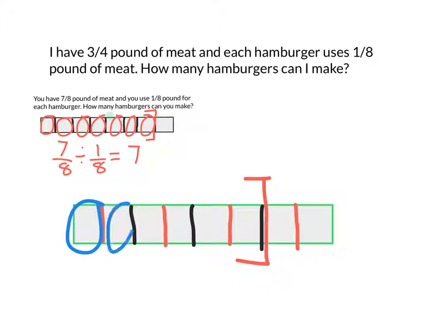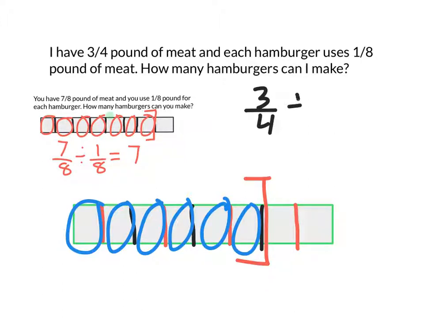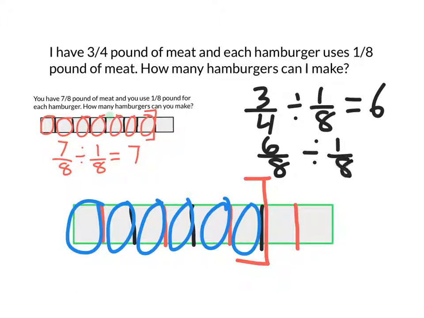1, 2, 3, 4, 5, 6. So therefore, my problem started out with 3/4 and I wanted to take them 1/8 at a time and I would get 6. But before I did that, I changed them into eighths. So therefore, I had 6/8 and I took them 1/8 at a time and I ended up with 6.